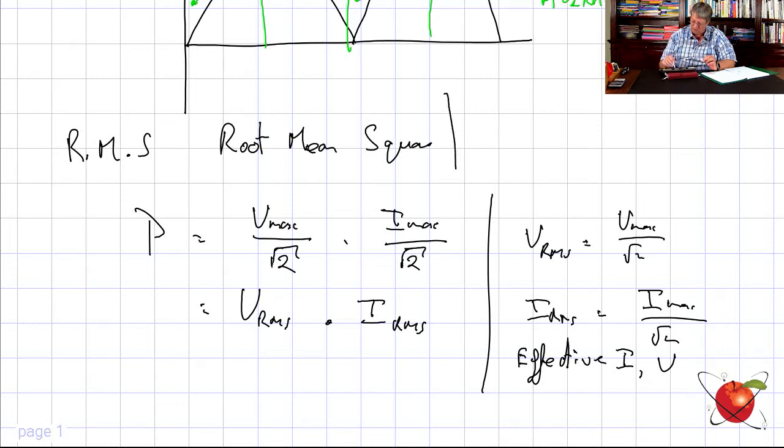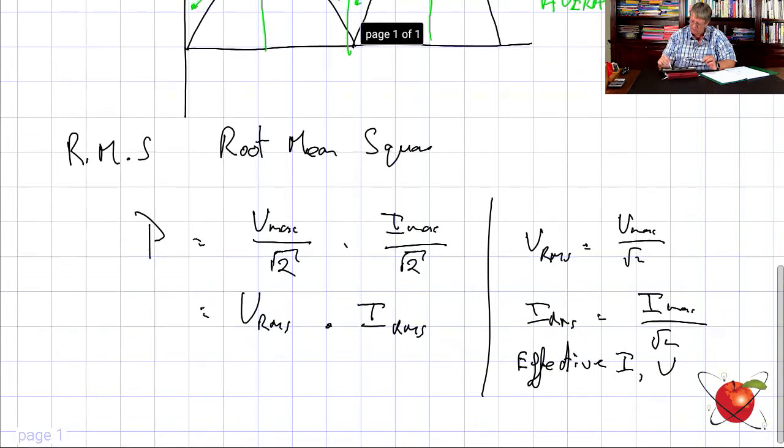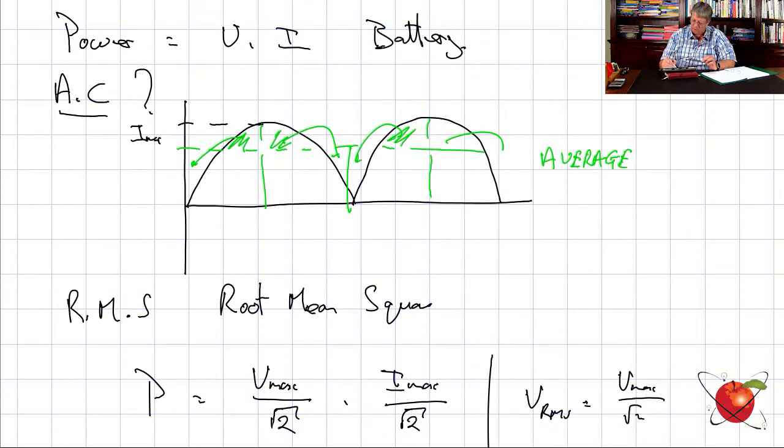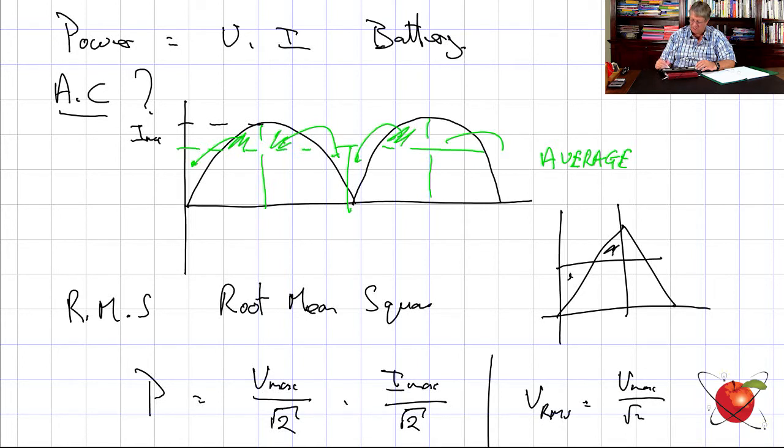Why can't I do this? Why can't I just say it's going to be half of V max? Well, if it was half of V max, that would work, if I had something like this. I could say, take it and that will go into there. It's linear. But it's not half. Can you see that? It's actually 1 over root 2, which is 0.707.